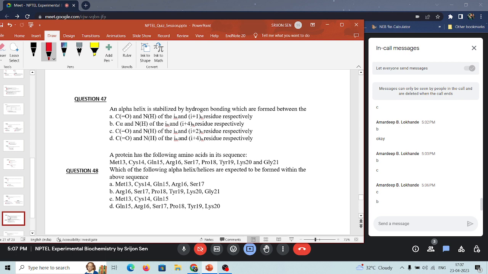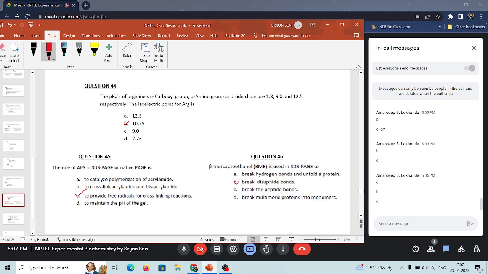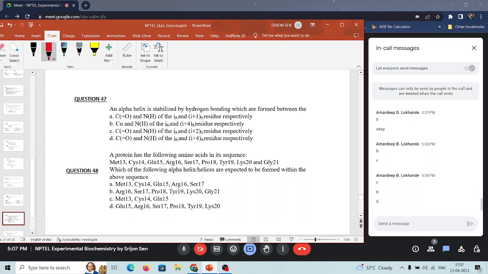Okay, the next question. An alpha helix is stabilized by hydrogen bonding, which are formed between what and what? So the hydrogen bonding in an alpha helix is between... that one was okay. So D is for this question, 47D. Yes, right. So CO and NH of the ith and the i plus fourth residue respectively. Yes. So 47D is correct.